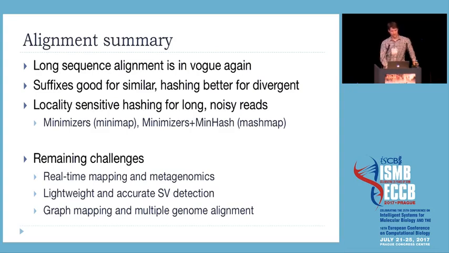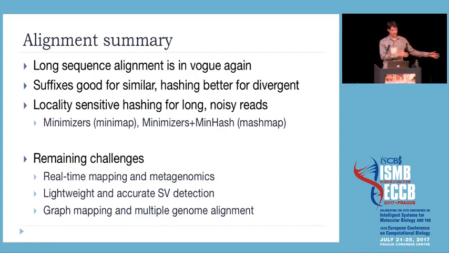So the remaining challenges: trying to do this in real time for mapping and metagenomics, we're working on the modeling to predict abundances accurately and to predict what reads are coming from unknown and potentially novel organisms. To apply this to obviously doing lightweight and accurate SV detection in human genomes and so on. And then finally, graph mapping and multiple genome alignment.